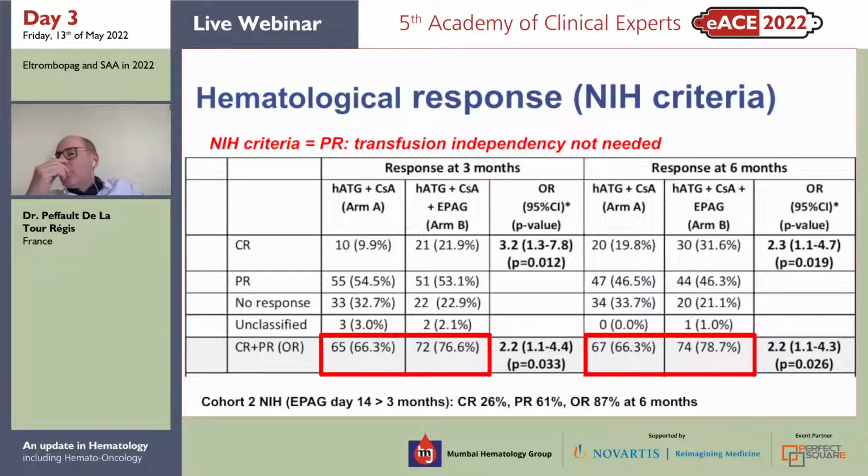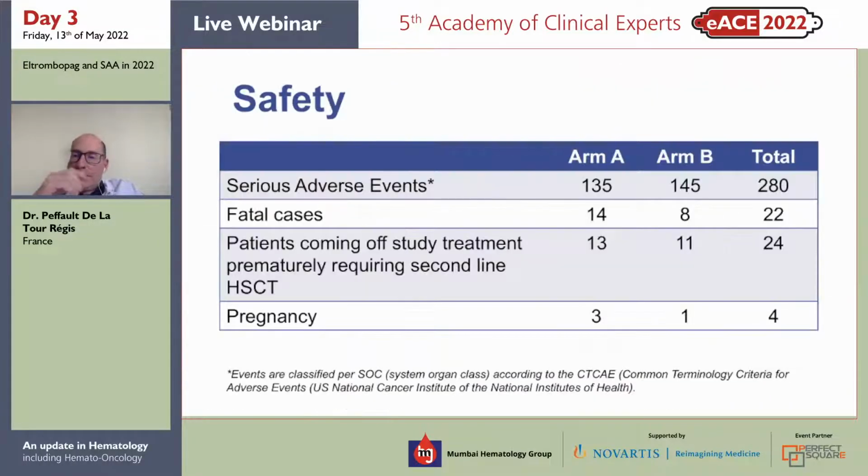I didn't have time to go into the quality of the response. There were more patients with complete response. There was a response rate that was quicker. And so that means that patients were responding better and quicker than with the standard treatment.